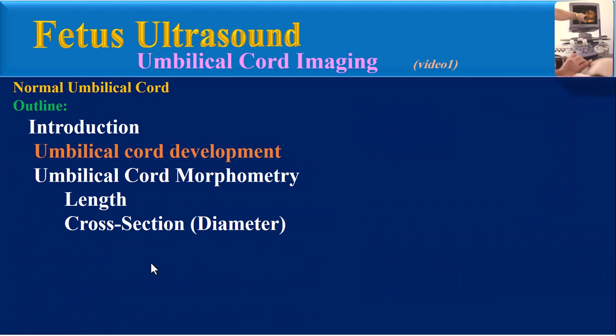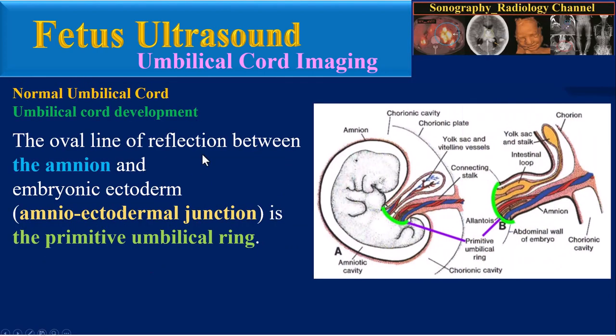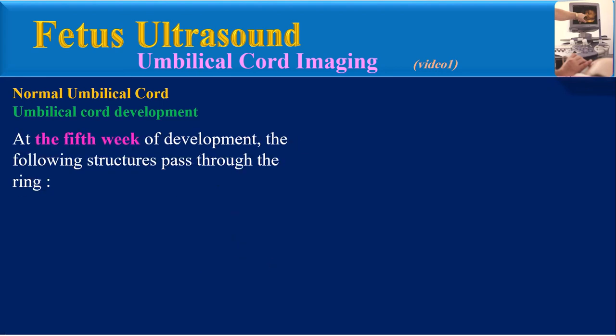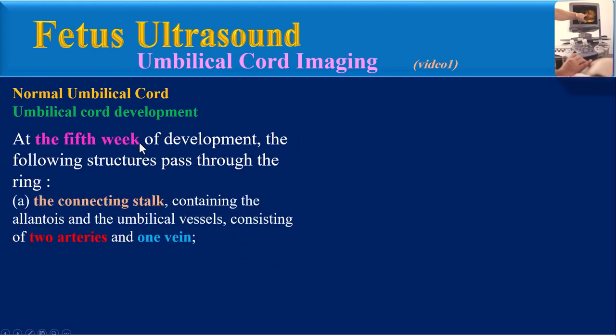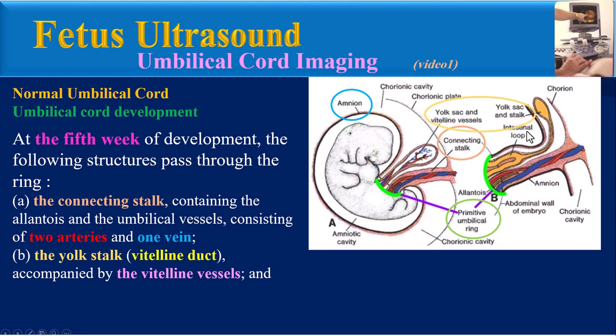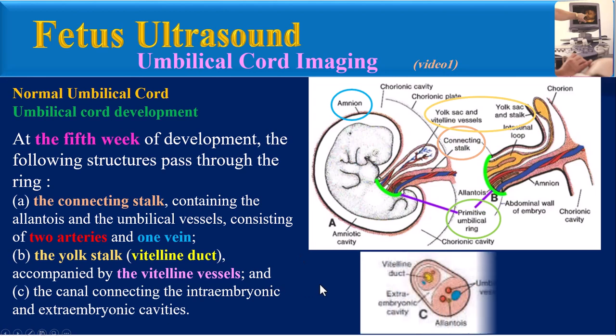Umbilical cord development. The oval line of reflection between the amnion and embryonic ectoderm, known as the amnio-ectodermal junction, is the primitive umbilical ring. At the 5th week of development, the following structures pass through the ring. The connecting stalk containing the allantois and umbilical vessels, consisting of 2 arteries and 1 vein. The yolk stalk or vitelline duct, accompanied by the vitelline vessels, and the canal connecting the intraembryonic and extraembryonic cavities.